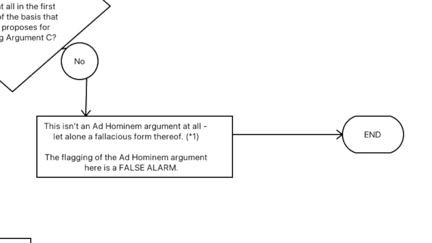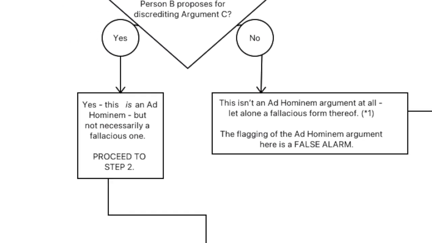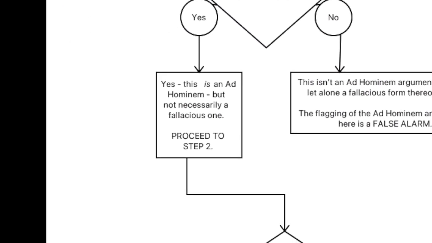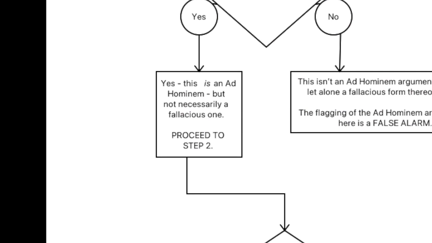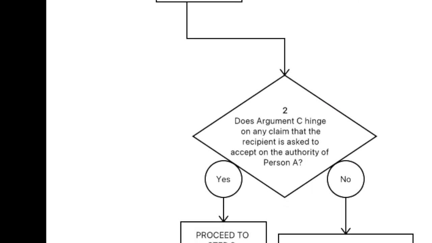But what if the answer to the question of step 1 is yes? Then yes, this is an ad hominem argument, but not necessarily a fallacious one. To find out if it is a fallacious or valid use of argumentum ad hominem, we will need to proceed to step 2. In step 2 we ask, does argument C hinge on any claim that the recipient is asked to accept on the authority of person A?